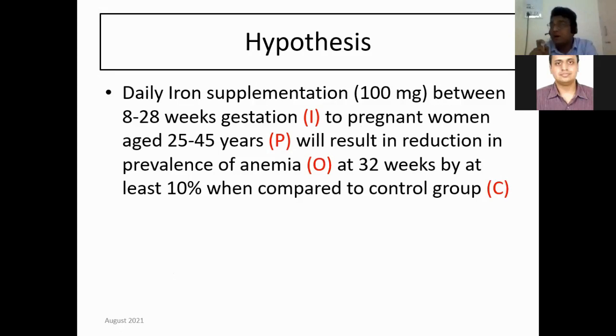So that means I am already making a decision that if there is a group which does not receive iron supplementation, and my interventional group is receiving iron supplementation, the difference in the prevalence of anemia should be at least 10% to state that iron supplementation between 8 to 28 weeks of gestation will be useful. Right. So it's very, very important to understand that a hypothesis is a statement, and it also needs an effect size.